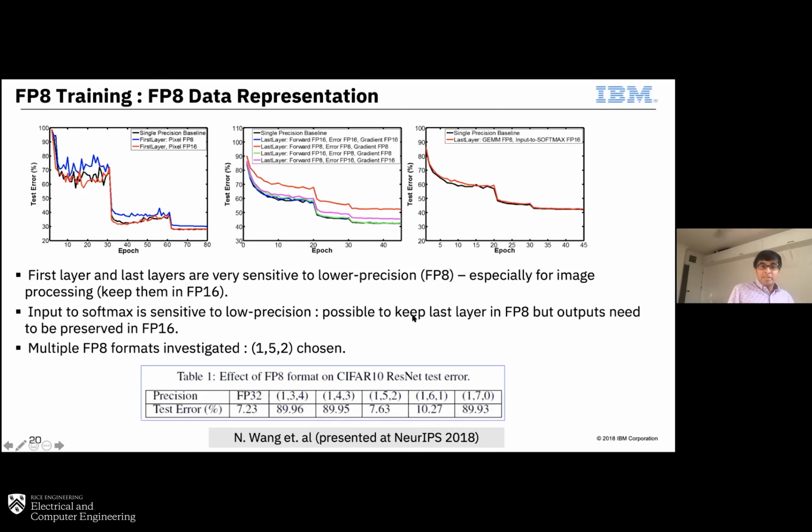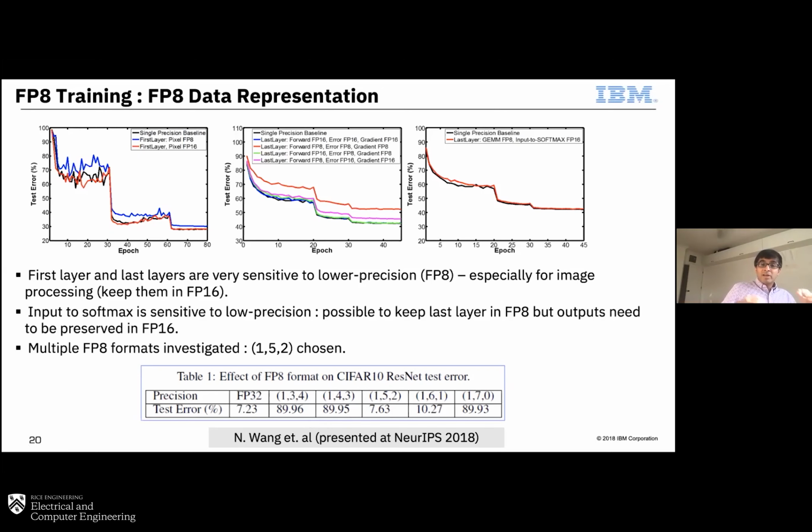So that's one piece. The other piece we learned is that in the training process, it's really critical to make sure that the first layer, which is what's seeing the input, and the last layer, which is connected to the softmax layer, those are very critical layers. Those layers typically contribute to less than 1% of the total ops. So it's better to preserve them in FP16 arithmetic, right?